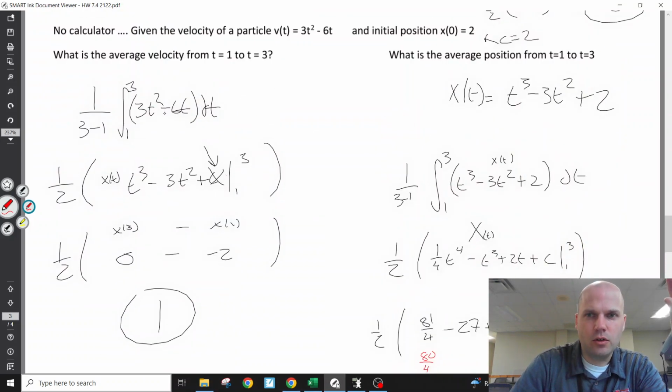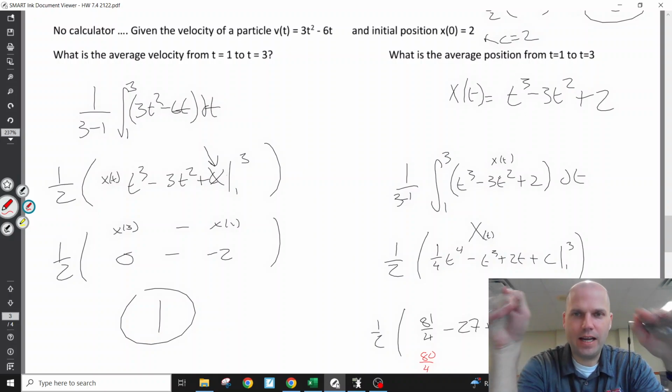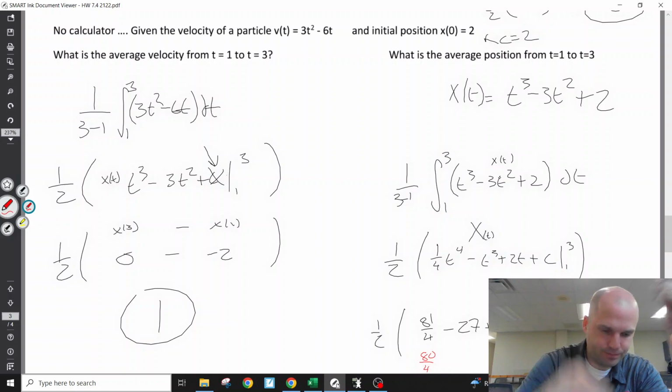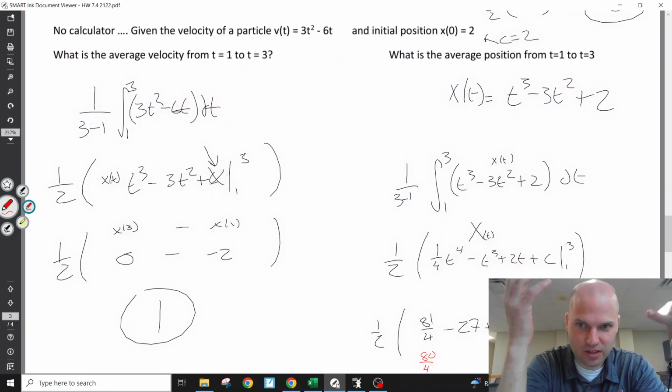So without a calculator, you might have to take the antiderivative of x to find the area under x to find the average x, which will be the average rate of change of big X.